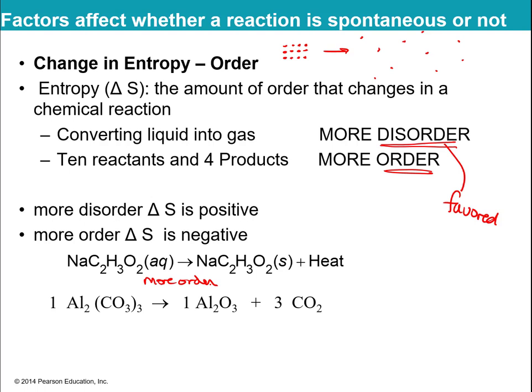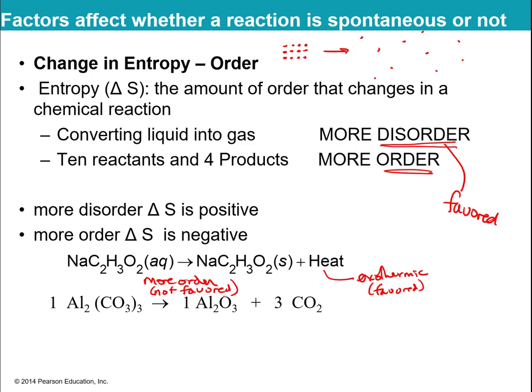So that's not as favorable. But if heat is released, this is exothermic. Remember that this is favored, but this is not. Disorder is favored, heat release is favored. So when you have something like this, where it's going to more order, but there's heat released, then you have to kind of compare the two.